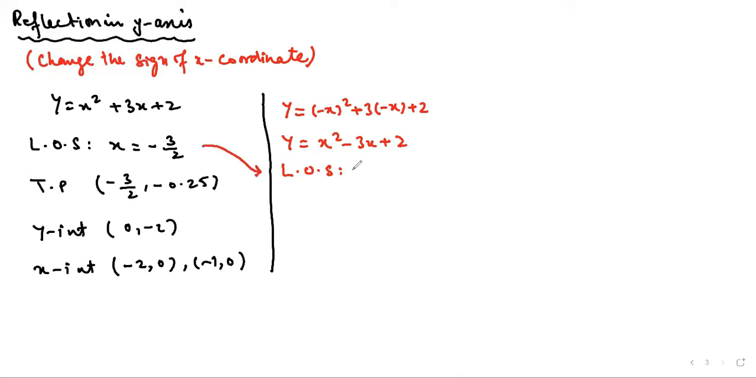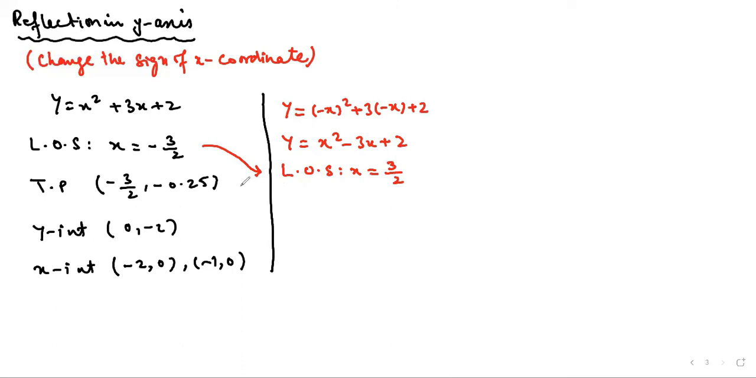Will there be any change in the line of symmetry? Yes, sir. Sorry, yes, it's mu2. Now, what is the new line of symmetry? 3/2. Yes, we will change the sign of x coordinates.